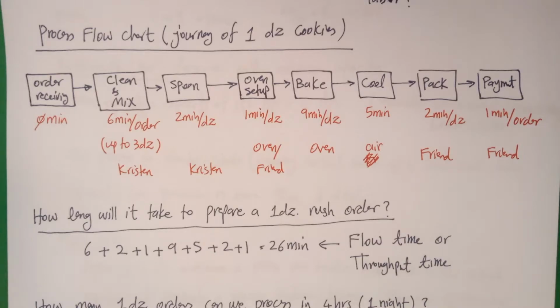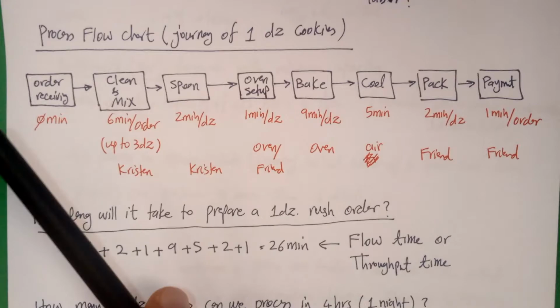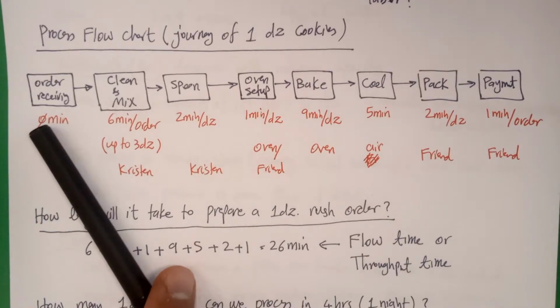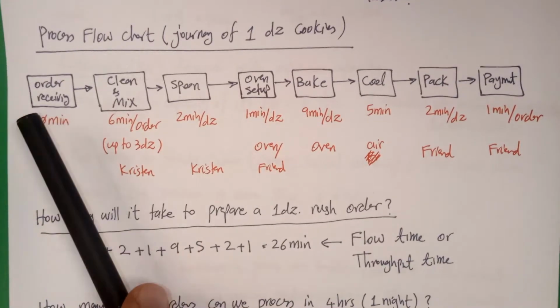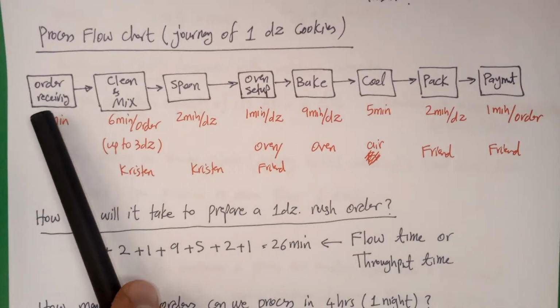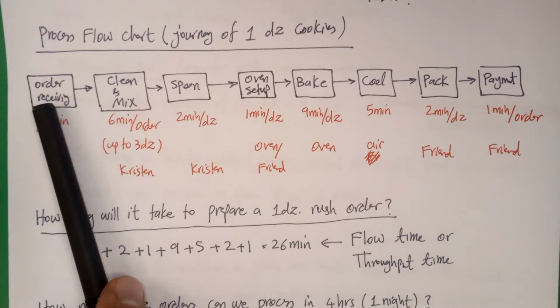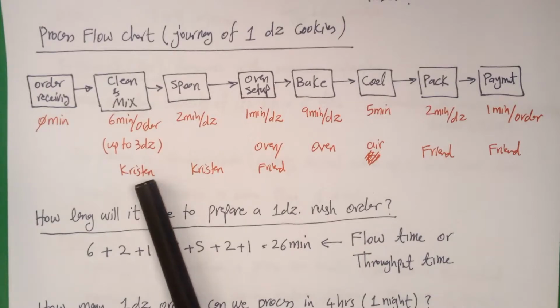Hello everyone. This video will cover an elaborate analysis of Kristin's Cookie Company case study. We are going to start with a process flowchart. It shows the journey of 1 dozen cookies. It starts with receiving the order, clean and mix. That takes 6 minutes per order.